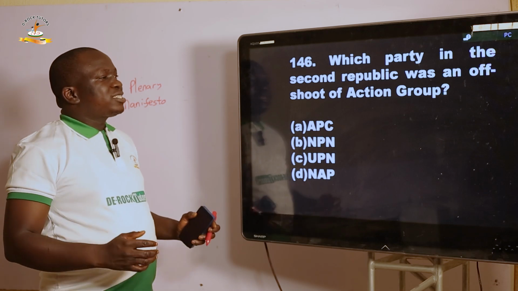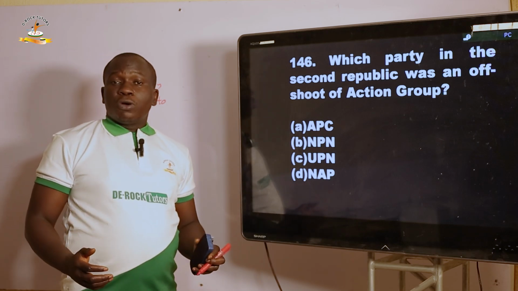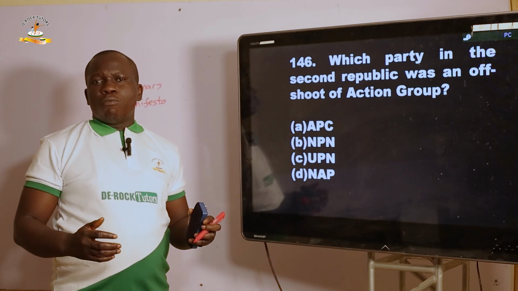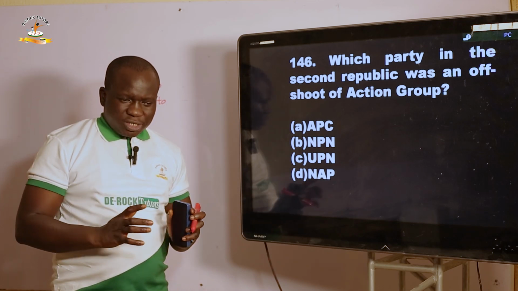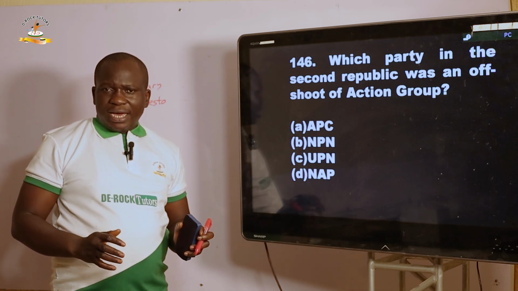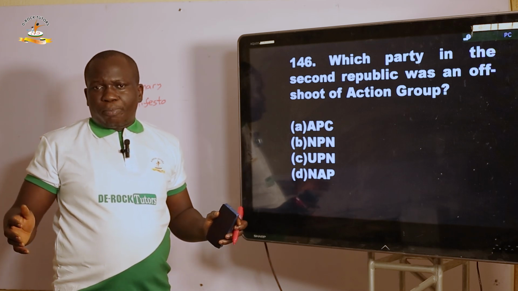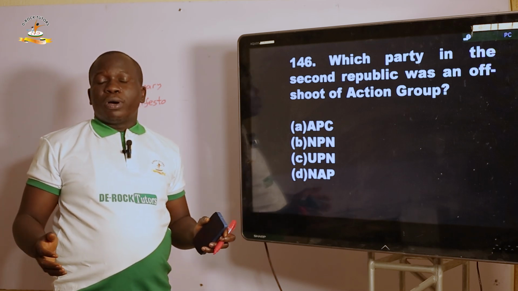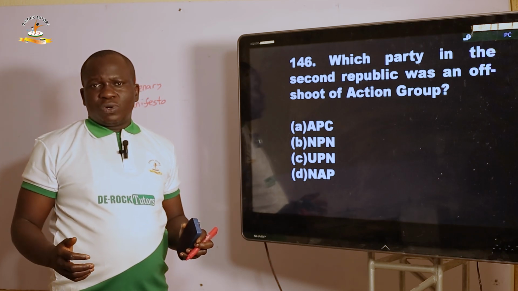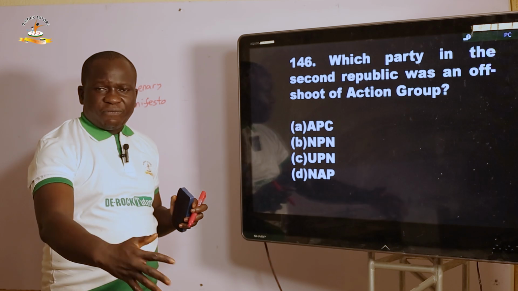Which party in the Second Republic was an offshoot of Action Group? Action Group was formed from a social-cultural organization called Egbe Omo Odudua. Egbe Omo Odudua was a group of Yoruba sons that were studying in London. Do you know them? Bode Thomas, Samuel Ladoke Akintola, Otto Prest, and so on and so forth, including Awolowo himself. And Awolowo championed the establishment of Action Group in 1951. And that was towards the independence and in the First Republic.